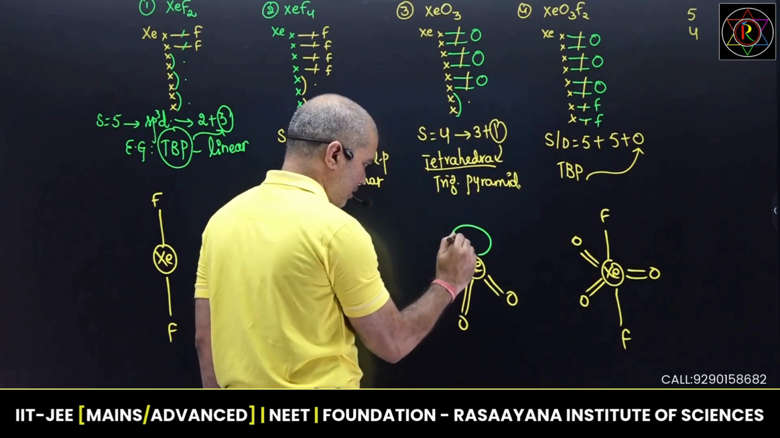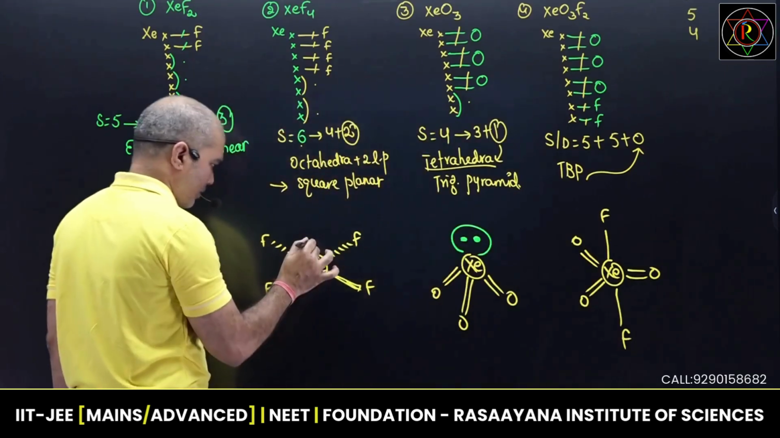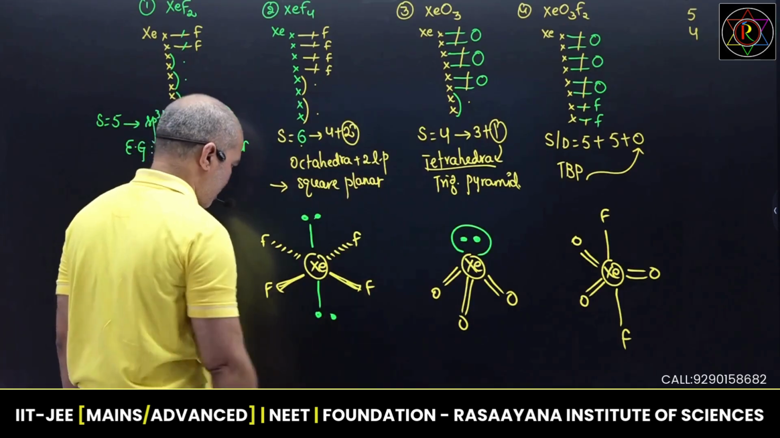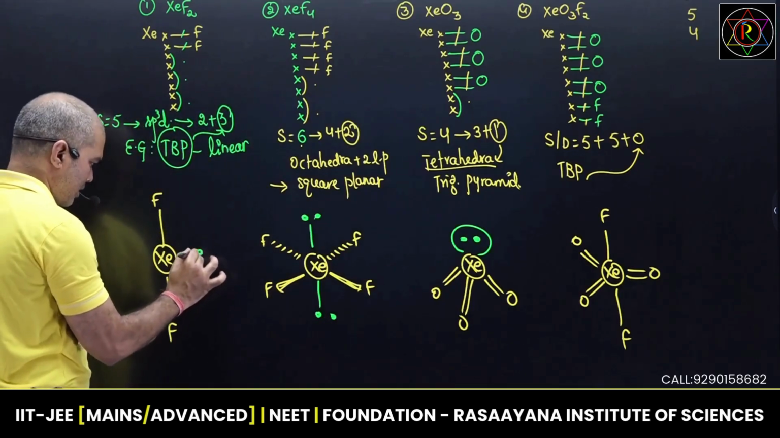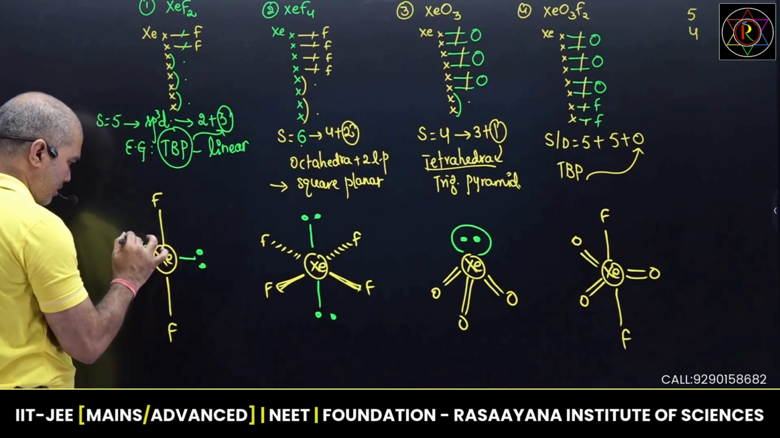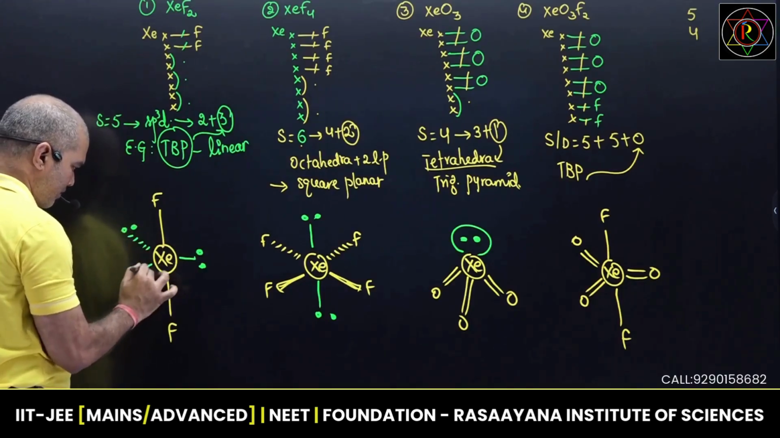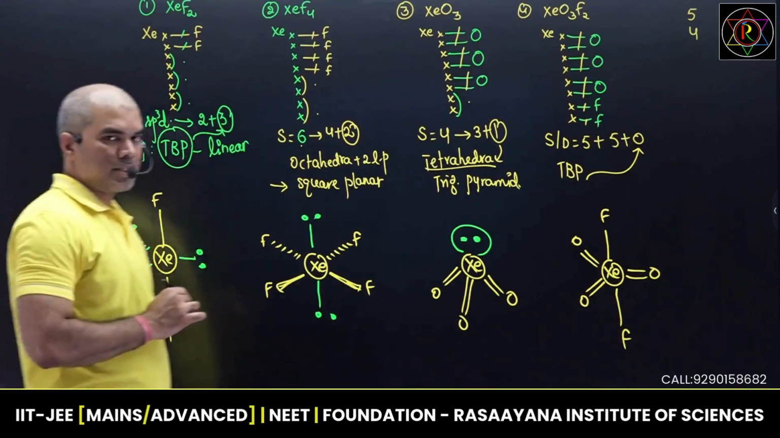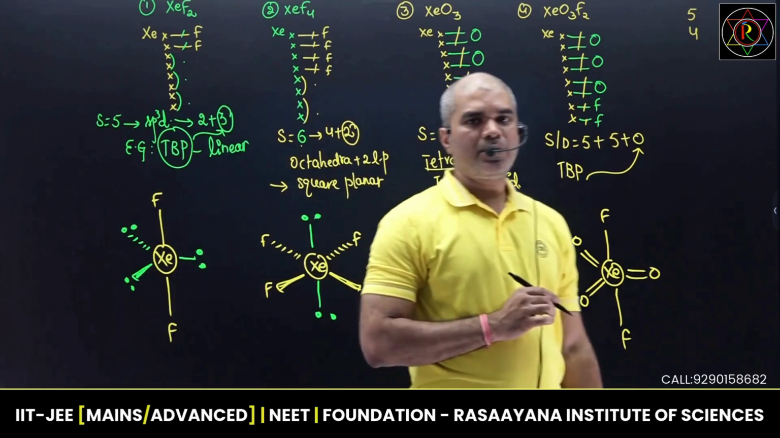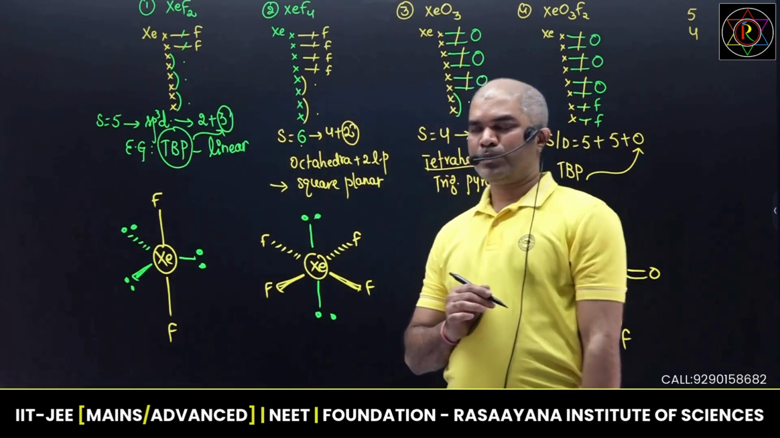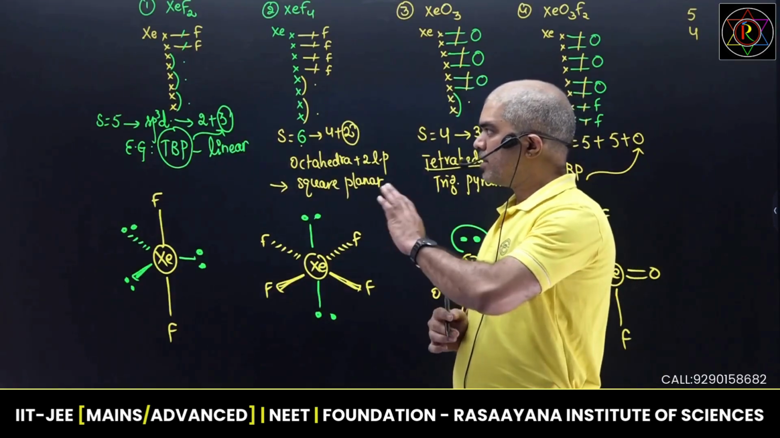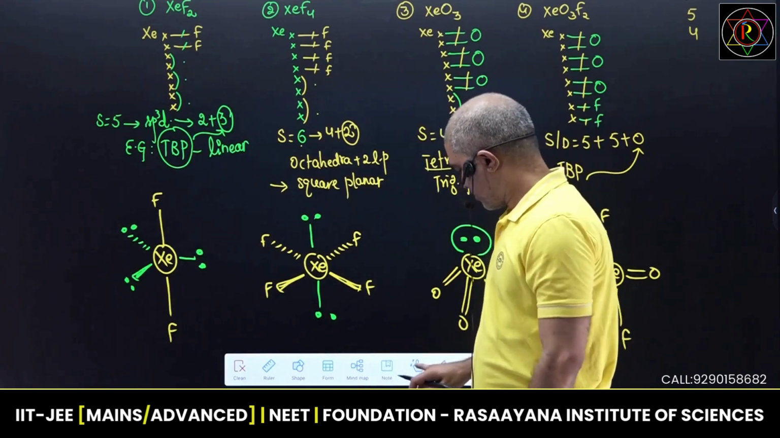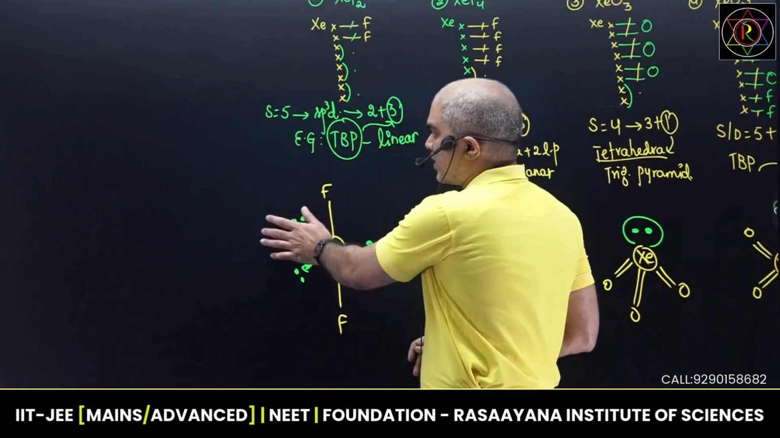Here there is a lone pair. Here there is a lone pair. And one more lone pair here. Here there is a lone pair. And a lone pair. So these are the structures of XeF2, XeF4, XeO3 and XeO3F2. All this is a detailed methodology to get the answer. Now a shortcut.